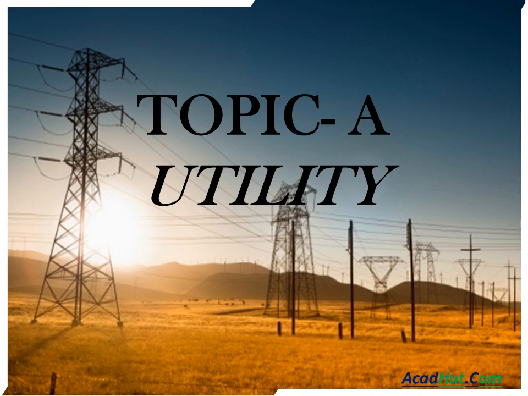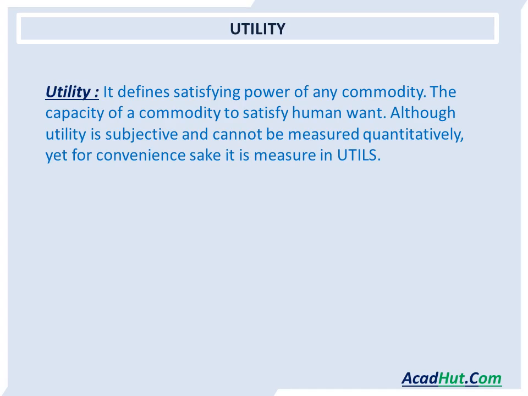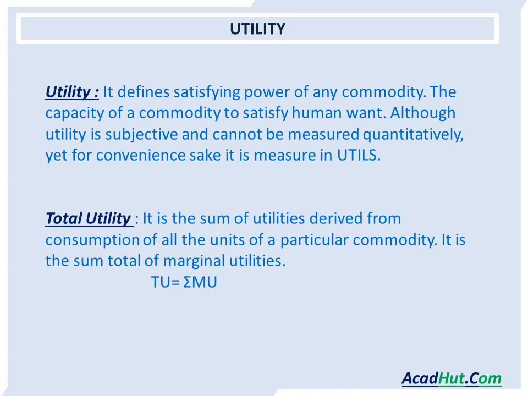Topic A, Utility. What is utility? It defines the satisfying power of any commodity, the capacity of a commodity to satisfy human wants. Although utility is subjective and cannot be measured quantitatively, yet for convenience's sake, it is measured in utils. Utils are the basic unit for measuring utility.